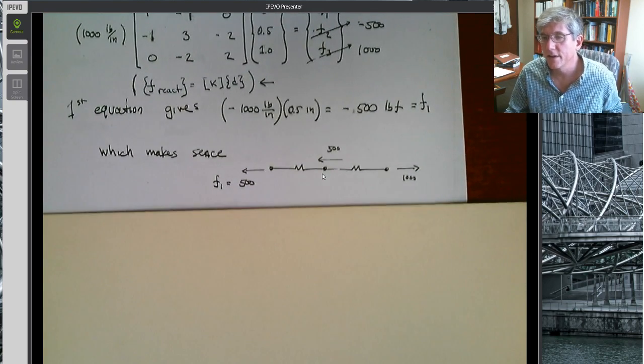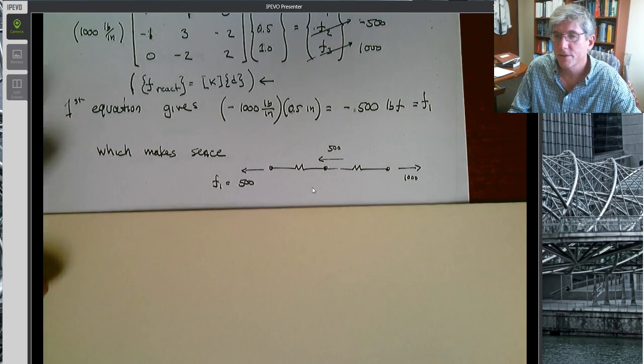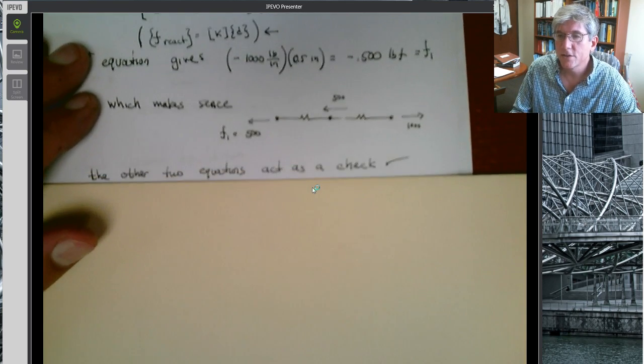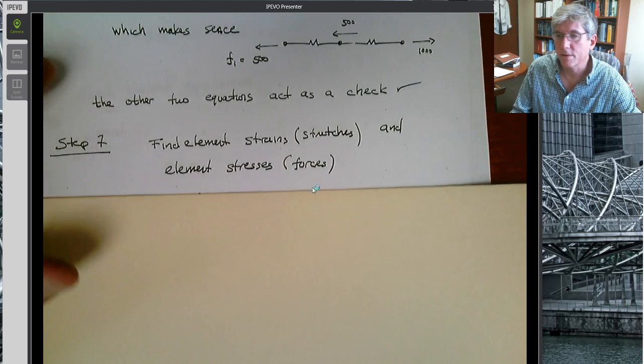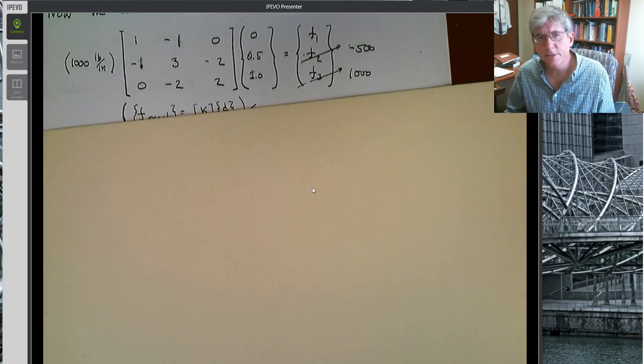So that makes sense: minus 500, minus 500, 1,000. That satisfies equilibrium, which is what you would think would happen. So that's good. There you go, we got our solution. We used step 6.